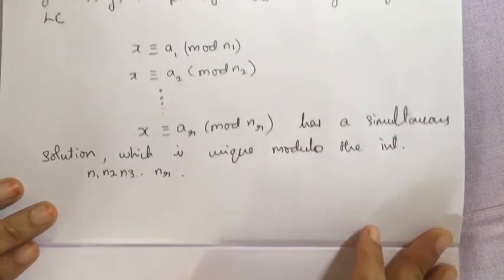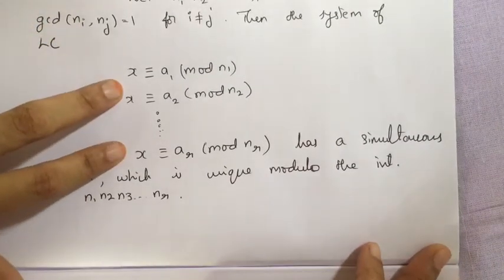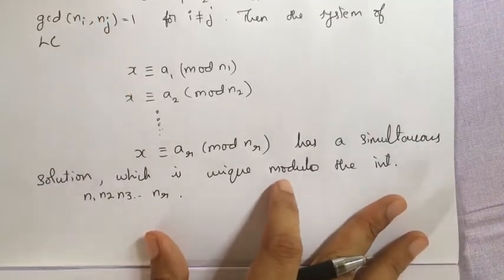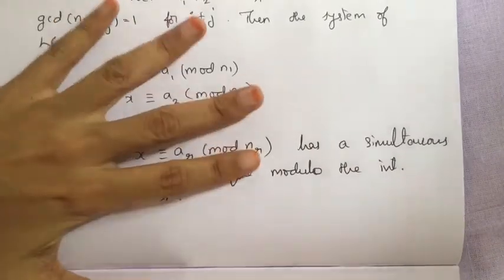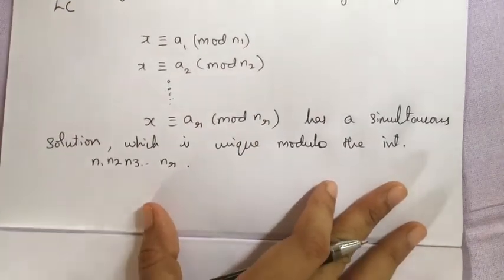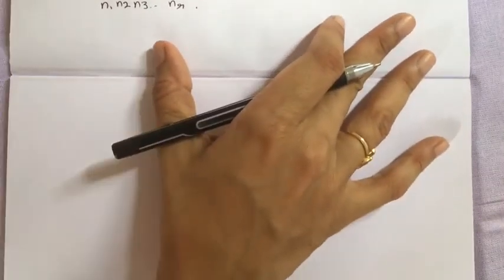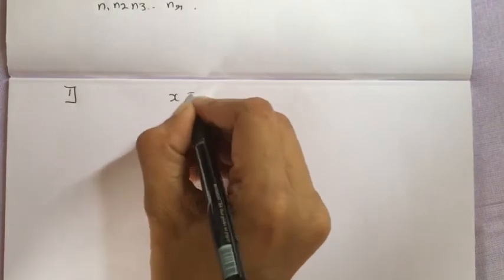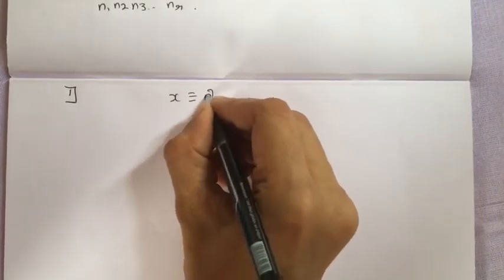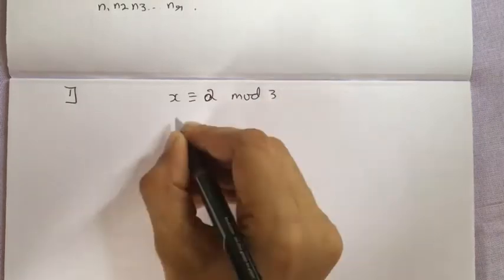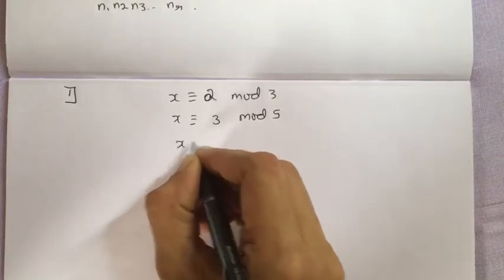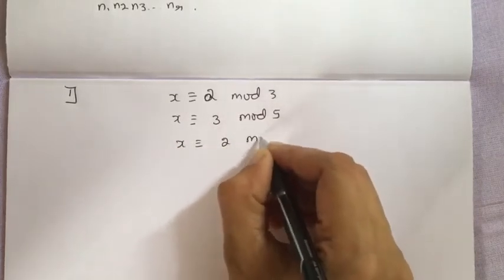Okay, the solution you are getting for the simultaneous system of linear congruences, you are getting a solution and it is unique. That is said by Chinese remainder theorem. Now let us understand this by solving a simple problem. Suppose you have a system of three linear congruences. Say first problem, x is congruent to 2 mod 3, x is congruent to 3 mod 5, and x is congruent to 2 mod 7.